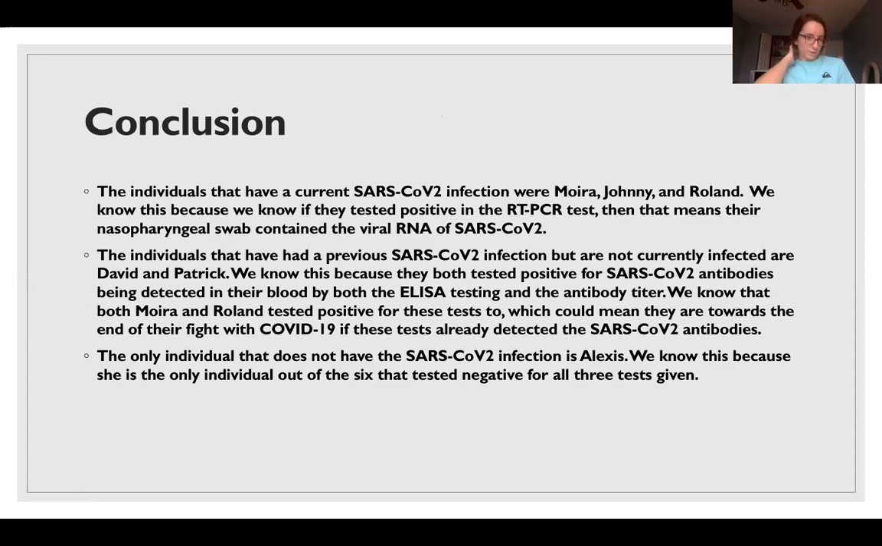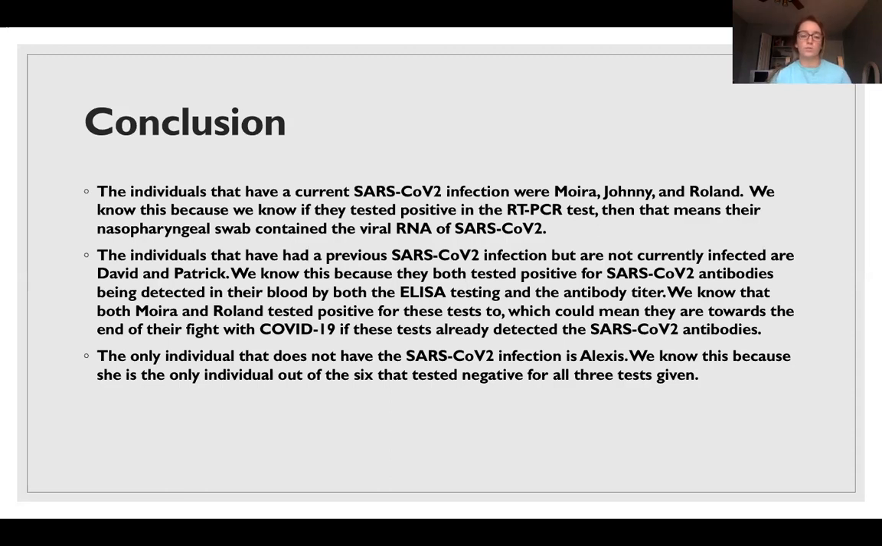So in conclusion, the individuals that currently have the SARS-CoV-2 infection were classified to be Maura, Johnny, and Roland, which we know because they came back positive for the RT-PCR test. And this means that their nasopharyngeal swab contained the viral RNA of SARS-CoV-2.